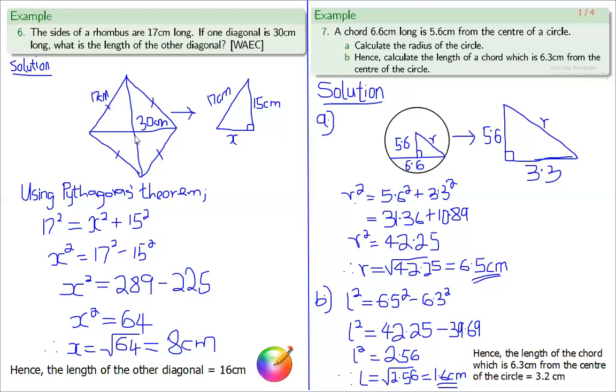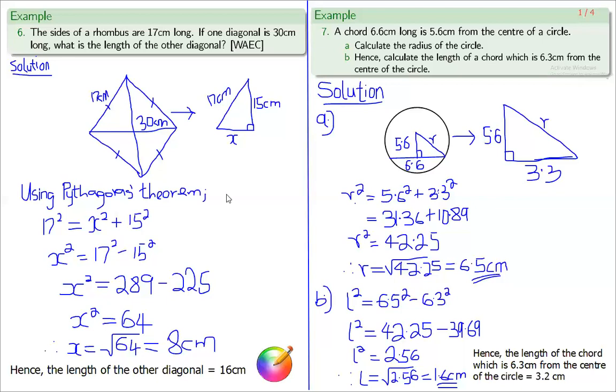That is, half of the unknown diagonal is 8 centimeters. Since this diagonal is divided into 2 equal parts, to get the full diagonal, you multiply 8 by 2, or add 8 to 8, so that is 16 centimeters. I hope this explanation was clear enough. All right, so I want you to watch it again and again until you understand it clearly.